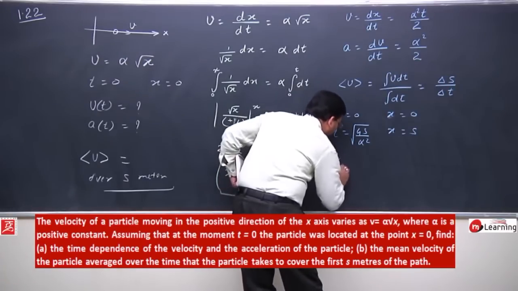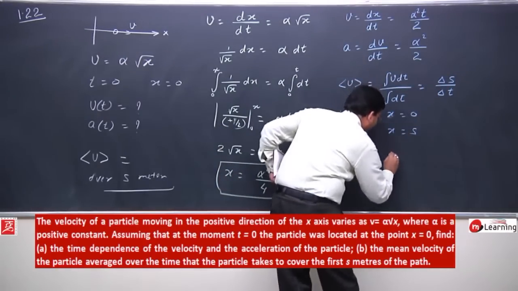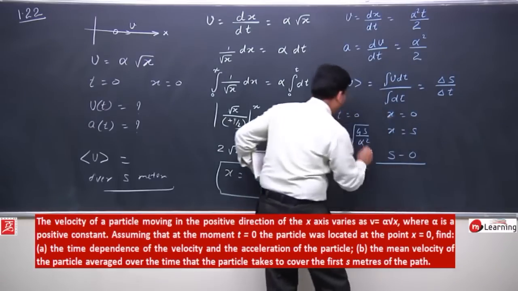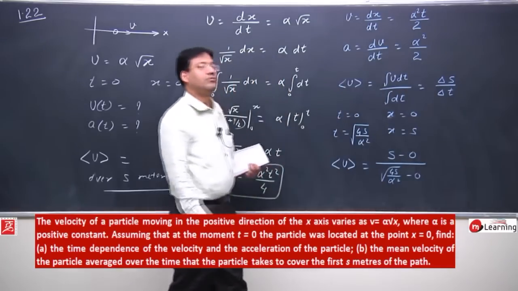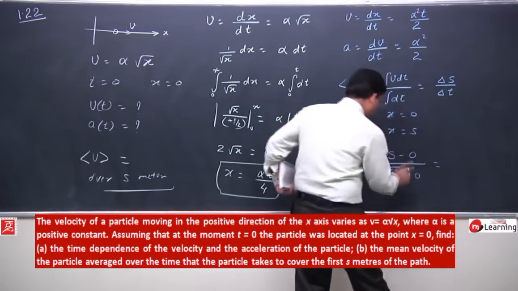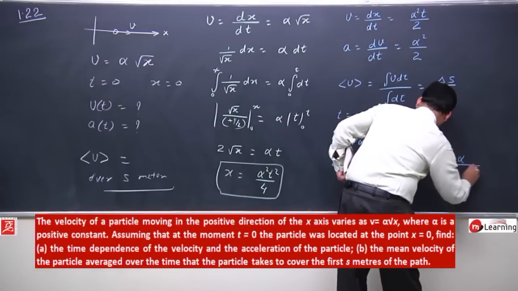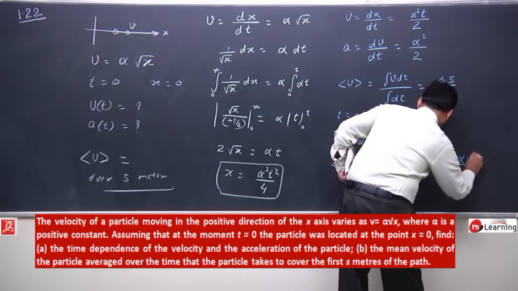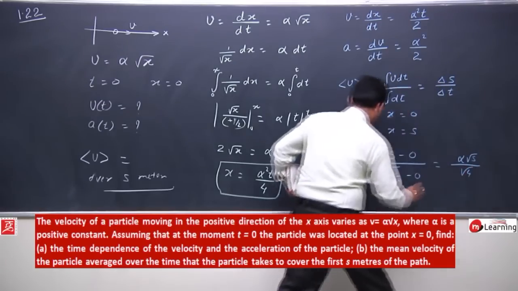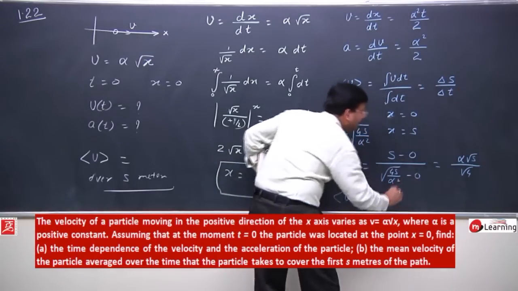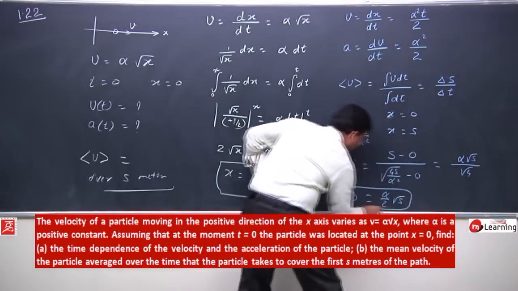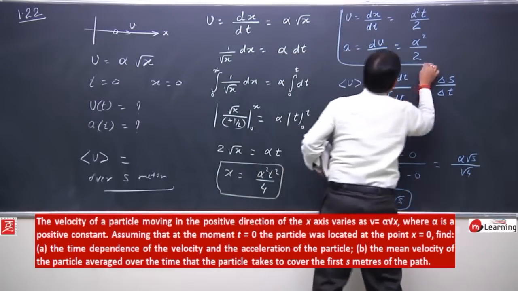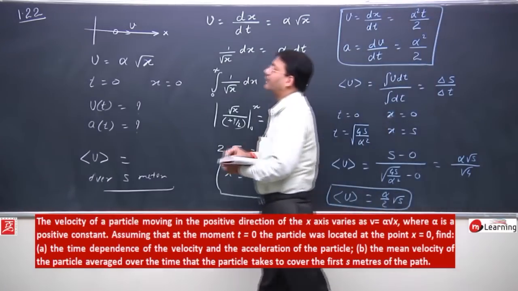Now mean velocity would be given as distance traveled is s minus 0 and time taken is under root of 4s by alpha square minus 0. So this comes out to be alpha root s by root 4, or you will say this mean velocity is alpha by 2 root s. So these are the answers to the problem.